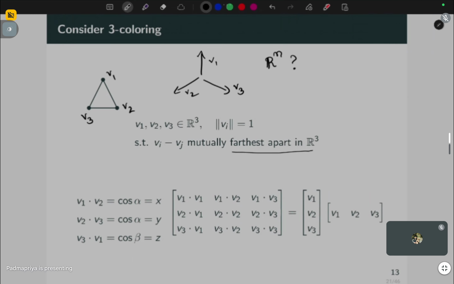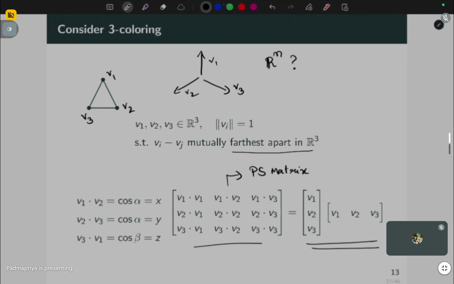So again, I'll just represent the dot products in such a matrix, like how I did for the X matrix before. And we'll call each of these cos values X, Y, Z. Basically, each of these dot products X, Y, Z. Again, we are putting it in this form to exploit the fact that this is a positive semidefinite matrix.